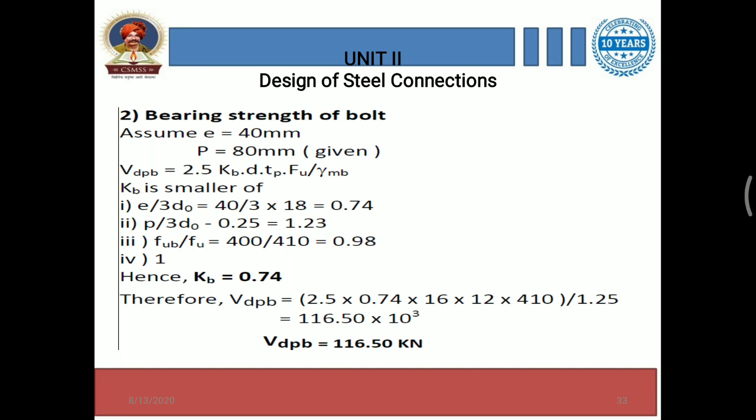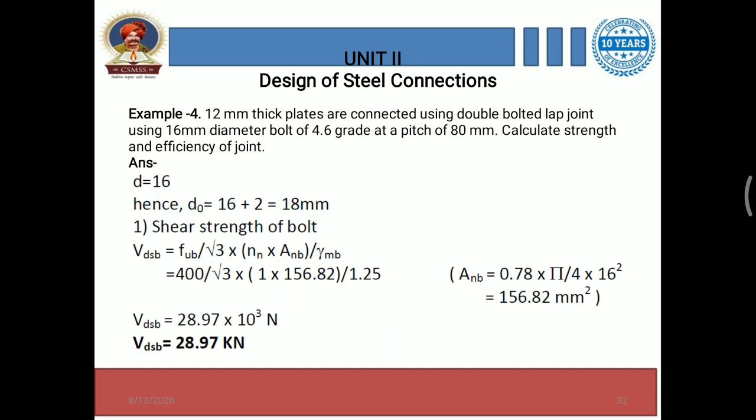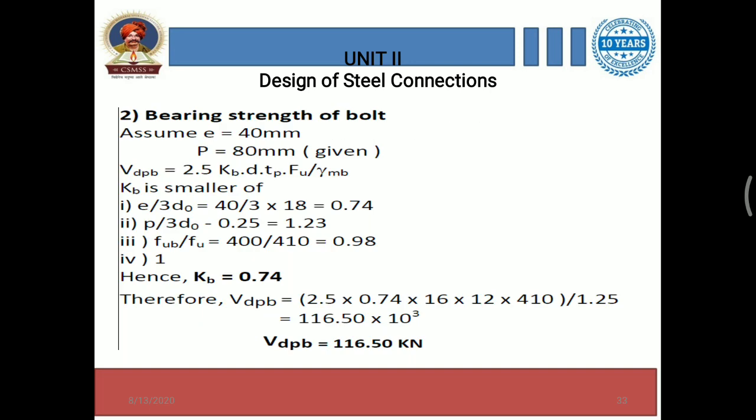Again, assume these assumptions: E is equal to 3D, E is equal to 2.5D and P is equal to 3D. Okay, P is given. You have to assume or calculate E is equal to 2.5D, that is 2.5 into D 16, it makes 40 mm, and P is given.